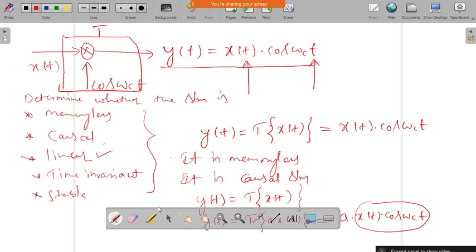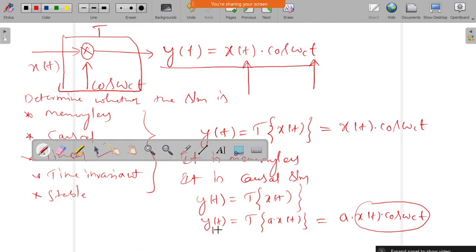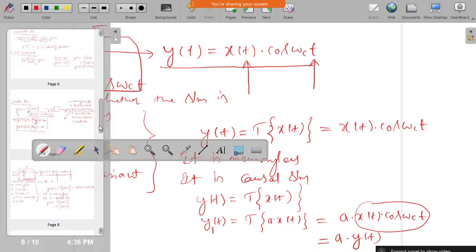Let us take this one as y1 of t after scaling. So this y1 of t is nothing but a into y of t, which is a scaled version of our output. So we can say that this system obeys the scaling property. Now we will check for the additivity property next.